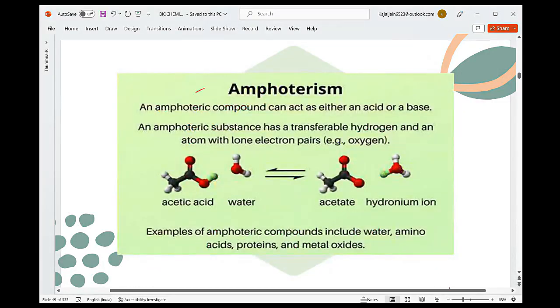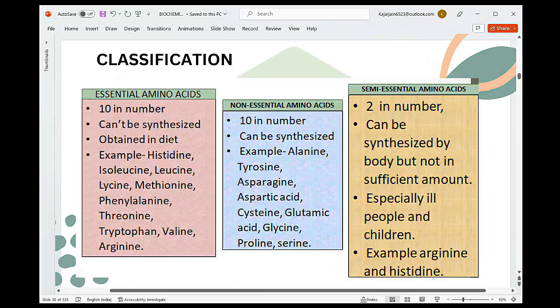What is amphoterism? Amphoteric compounds act as either acid or base. An amphoteric substance has a transferable hydrogen or an atom with a lone pair of electrons. Examples are amino acids, protein, metal oxide, etc. You need not go into the depth of the chemistry of it, don't worry.